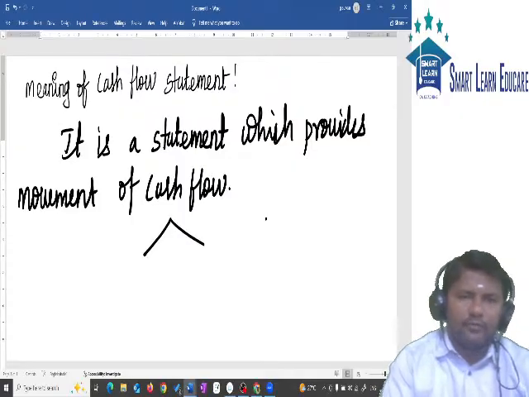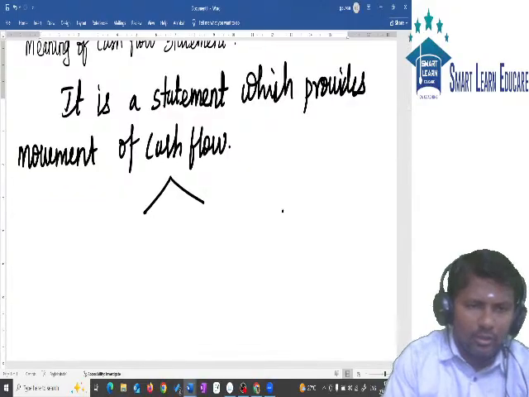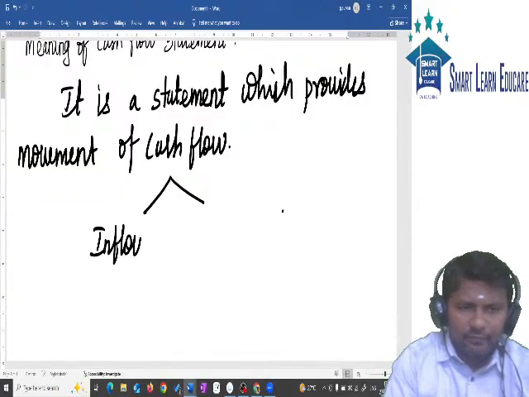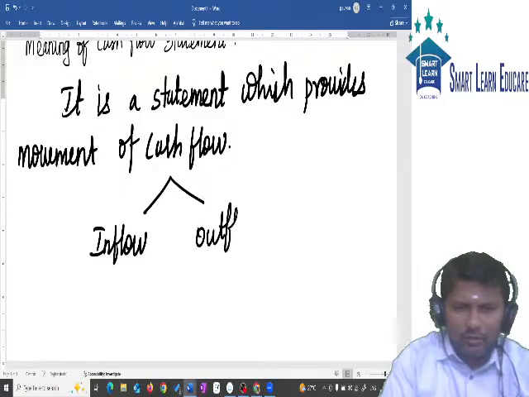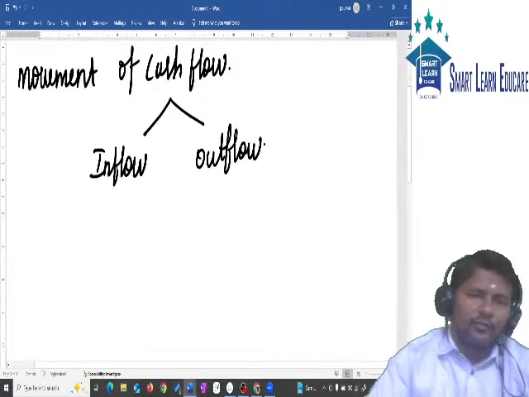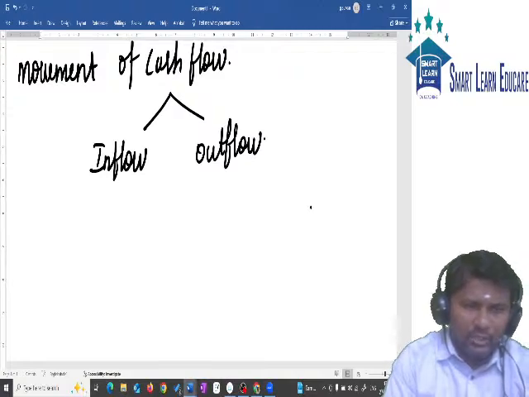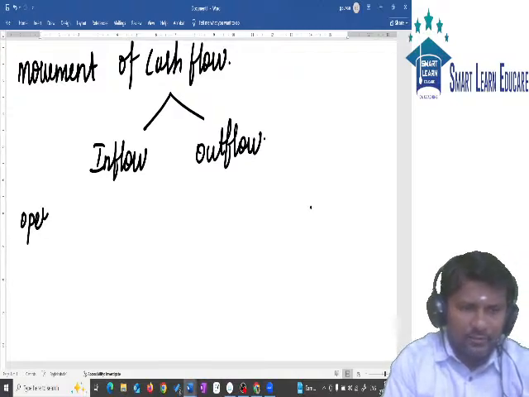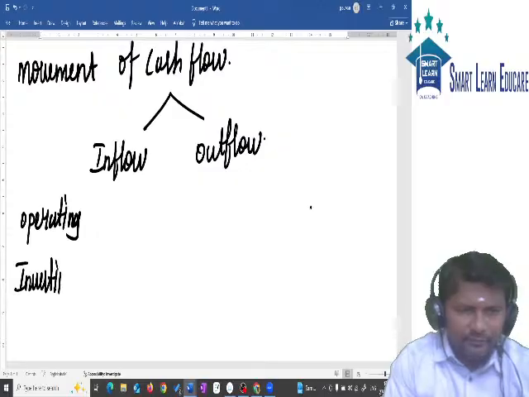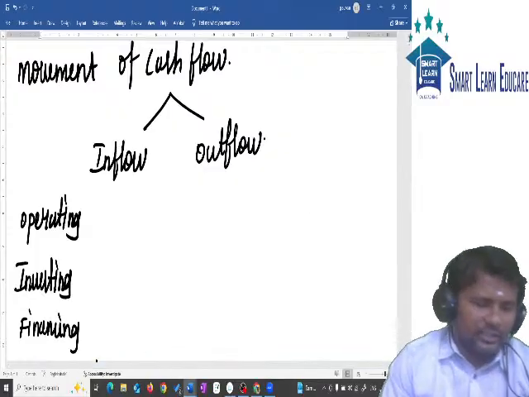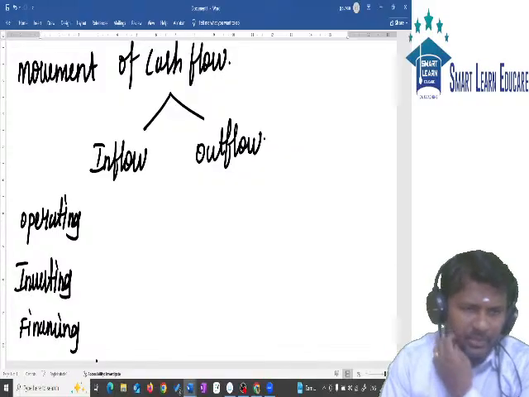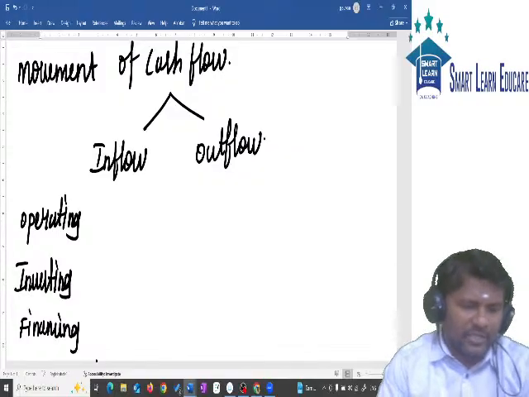When I say cash flow, we have two things, both inflow of cash as well as outflow of cash. For this inflow and outflow, we have totally three activities. One is called operating activity. Second one is called investing activity. Third one we call financing activity. For these three things, we are going to prepare one statement. Such statement we call cash flow statement.